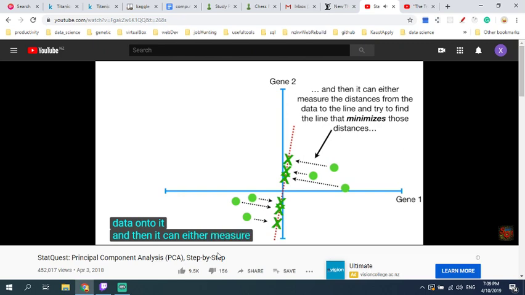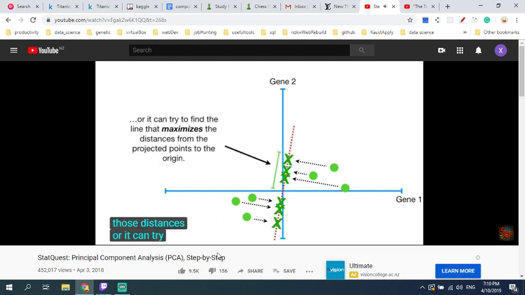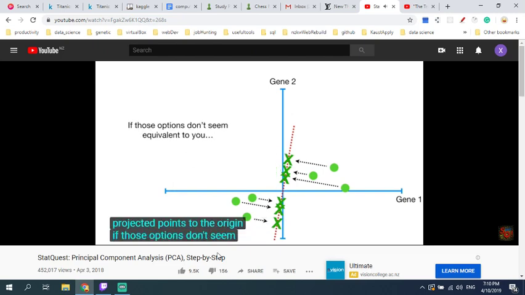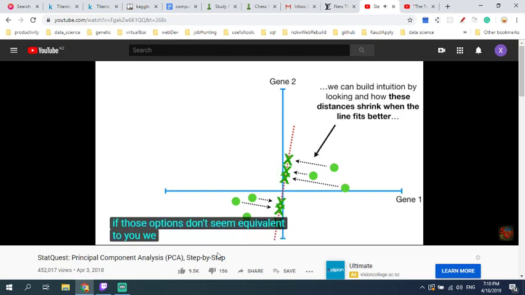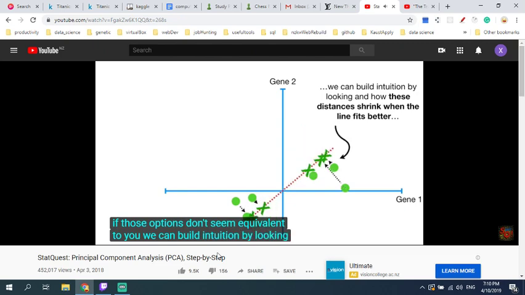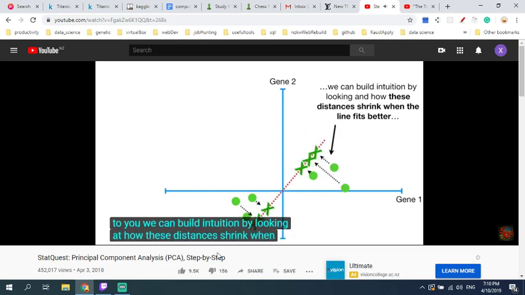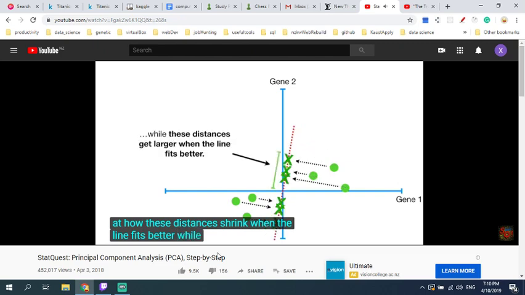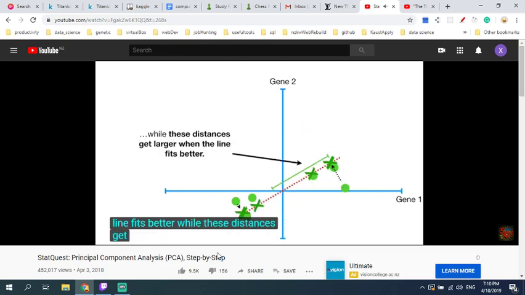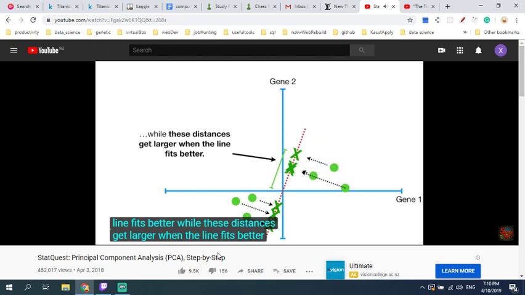And then it can either measure the distances from the data to the line and try to find the line that minimizes those distances, or it can try to find the line that maximizes the distances from the projected points to the origin. If those options don't seem equivalent to you, we can build intuition by looking at how these distances shrink when the line fits better, while these distances get larger when the line fits better.